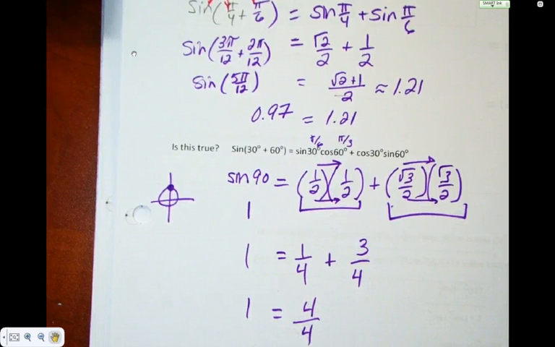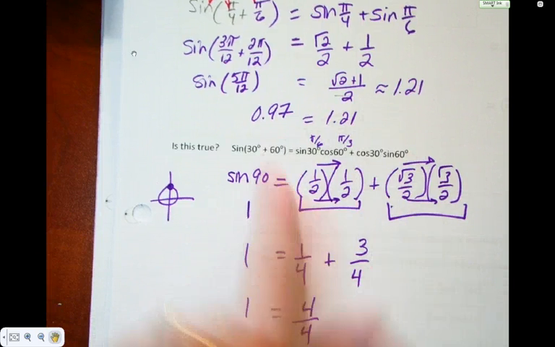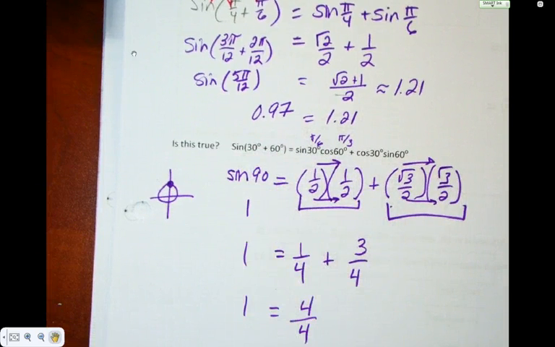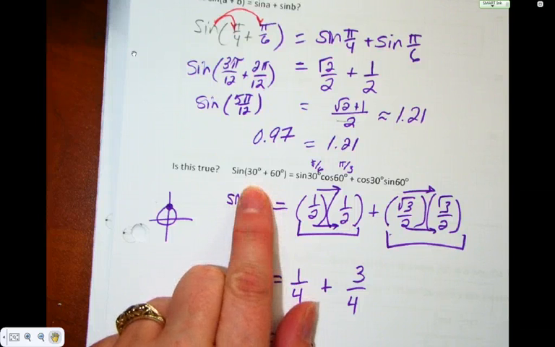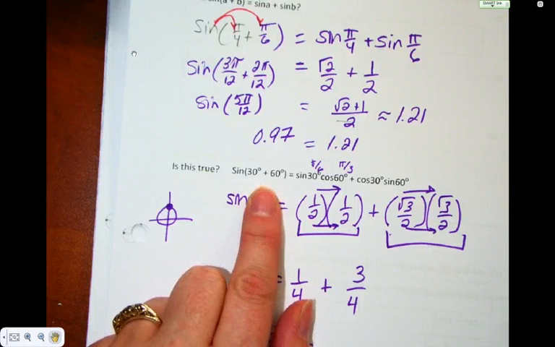Four divided by 4. Oh my God, how does that equal? How does all of this stuff equal that? Well, because that's a new formula we're going to look at. This is called a sum identity because we're adding two angles. We're also going to look at what's called the difference identities when you subtract them. Here's new formulas.